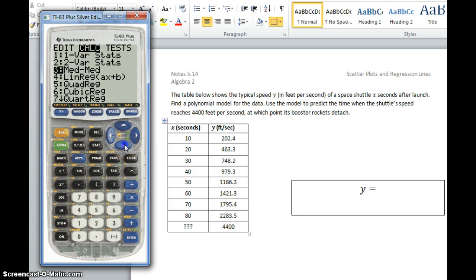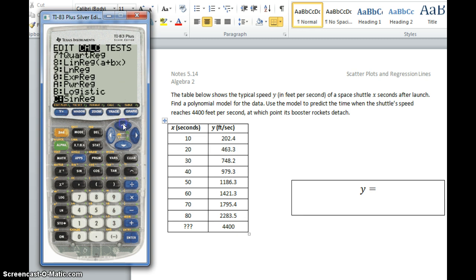They give me a bunch of different options here. Quad means it's an x squared equation. Cubic would mean x cubed. Quartic would be x to the fourth. Or I can do linear regression, which is y equals mx plus b.